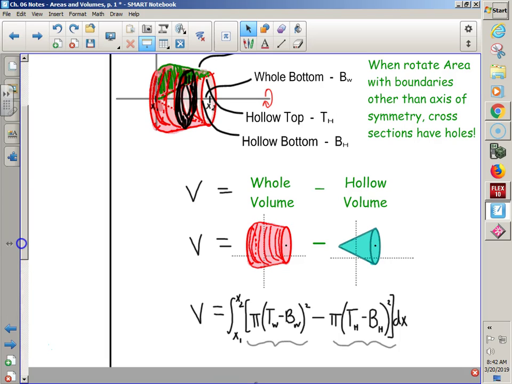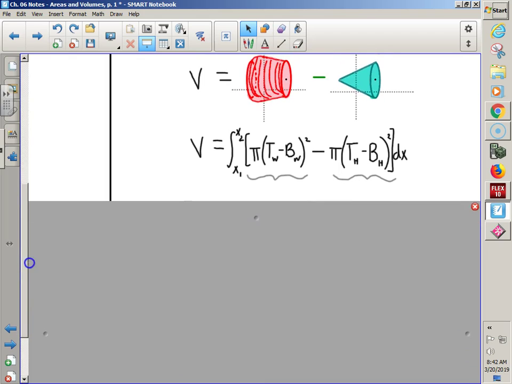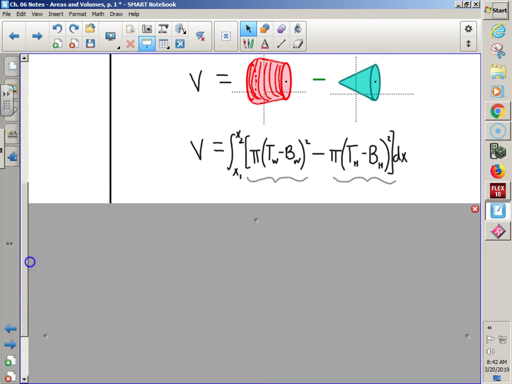Ignore the hollow. Just look at the outer edge. Look at the outer edge, and what volume would that give me? Then look at just the hollow. Ignore the solid and pretend what was taken away, what was subtracted, and find that volume. And then subtract the two. So it's the whole minus the hollow.